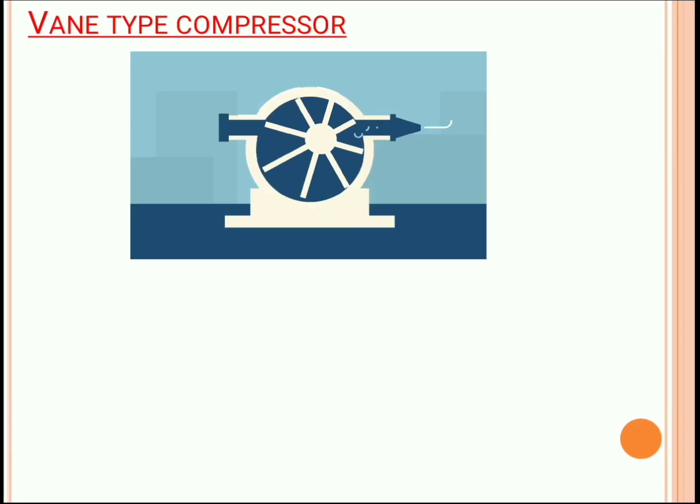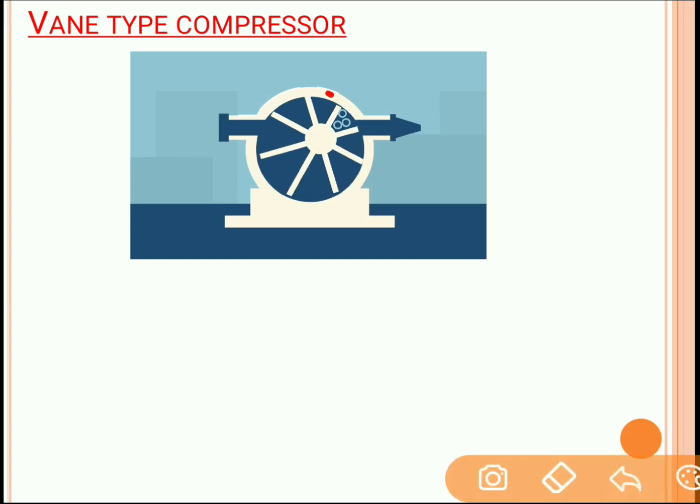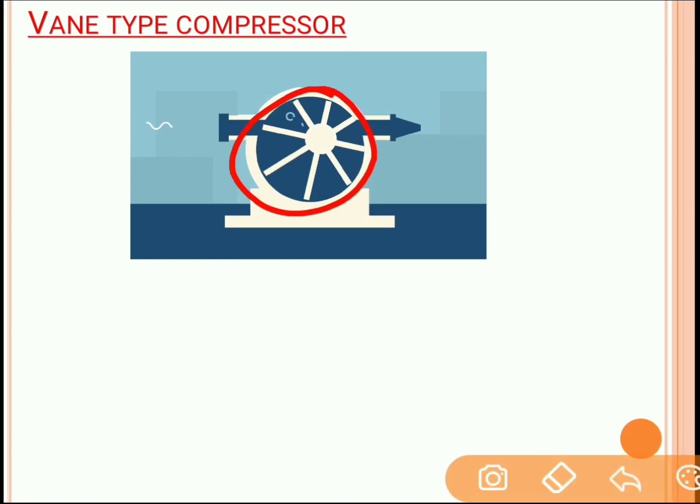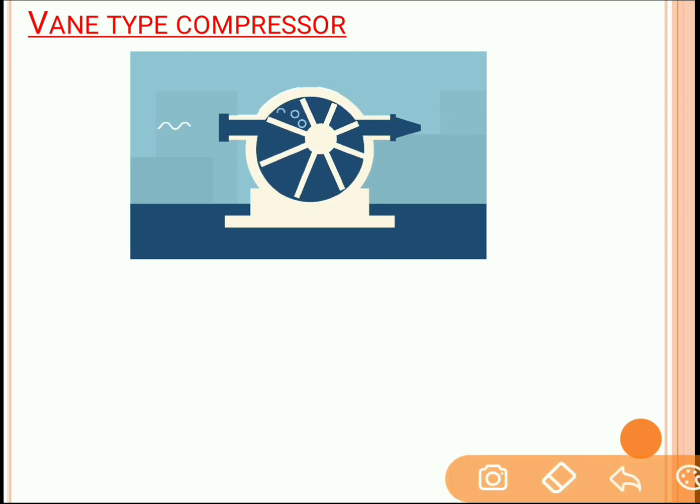Now next is vane type compressor. As you see in this figure, there is one cylindrical drum. Inside the cylindrical drum there is a rotor. And in this rotor there are vanes which are attached in the radially outward direction. The length of the vanes goes on reducing because they are connected with the spring.